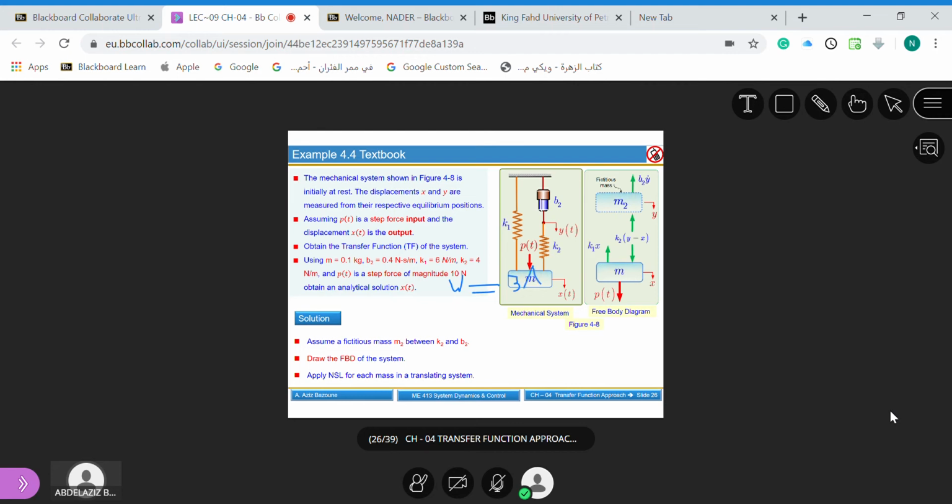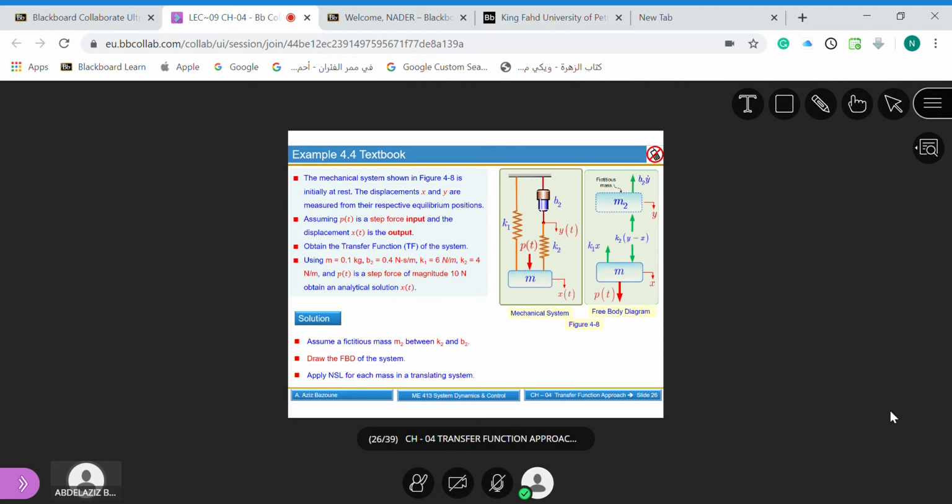Another system here, we have a junction point. We have a junction, Shabab, here. As you can see, a junction point A, and we would like to find the transfer function of the system. We proceed like we did for the previous case.